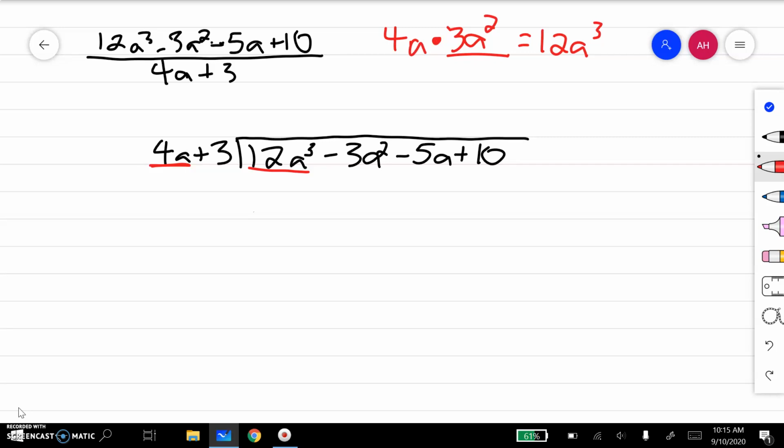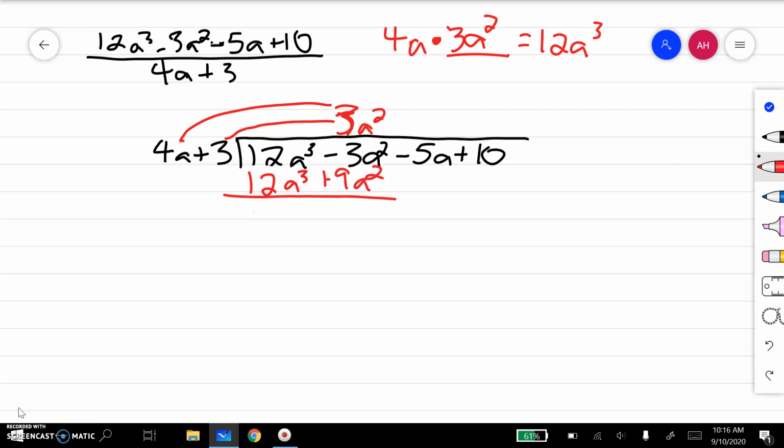Okay, so let me erase these lines underneath so we don't get confused. Then you're going to put that up at the top because that's what you're going to multiply by. I always line it up with the like term, so I'm going to put it with the a squared. So we've got 3a squared. And then you do the multiplication. So 4a times 3a squared is 12a cubed. And then you also multiply this 3. So 3 times 3a squared is positive 9a squared. Right?